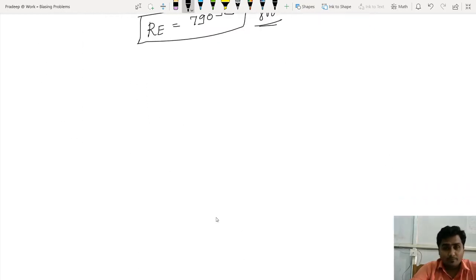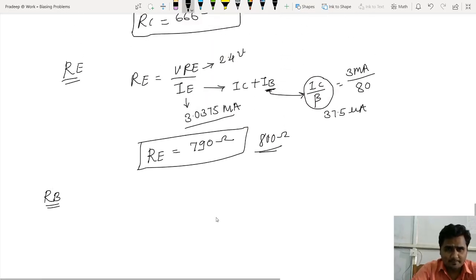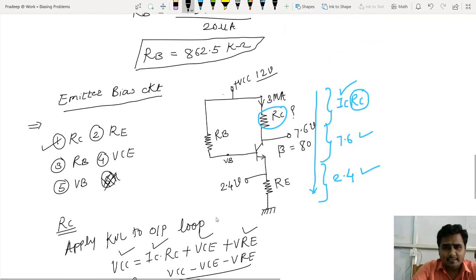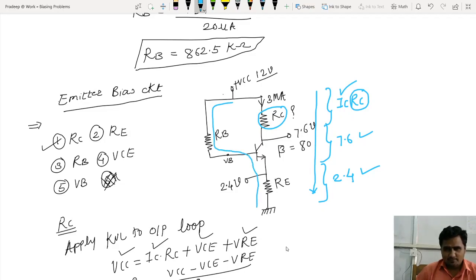We need to finish it fast. Now calculation for RB. Let me check how I can calculate RB. Yes, there is a way. If I apply KVL to the input loop, this loop I am talking about, how many voltages are there in the loop?